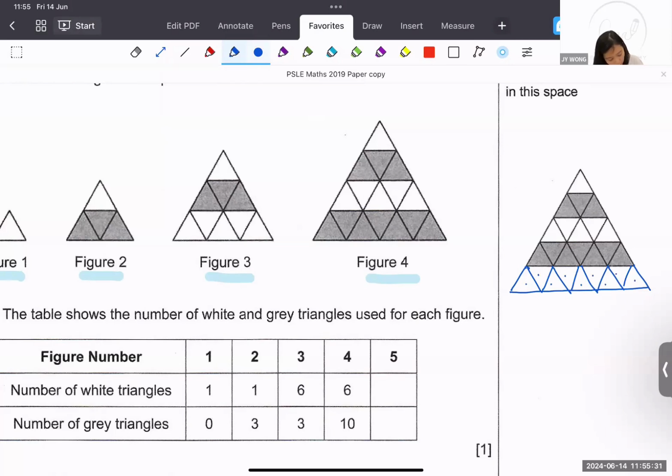So the white triangle, what we did was to add 9. So it becomes 15. Then the gray triangle, any changes or not? The gray triangle still remains as before. So it will be 10. The answer, okay.